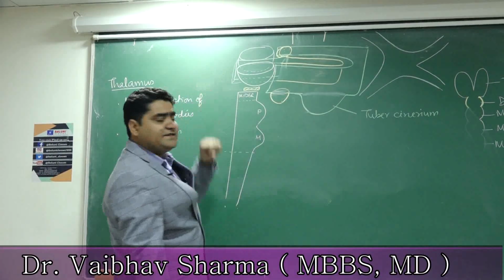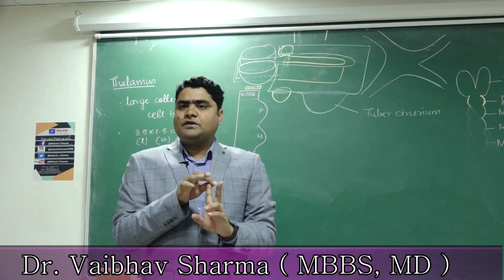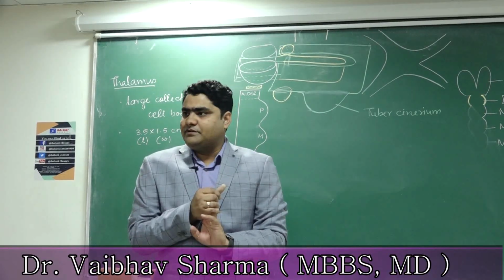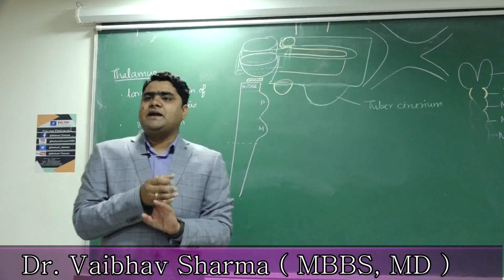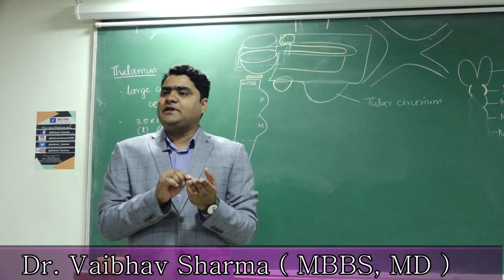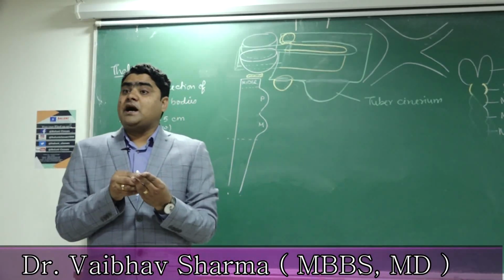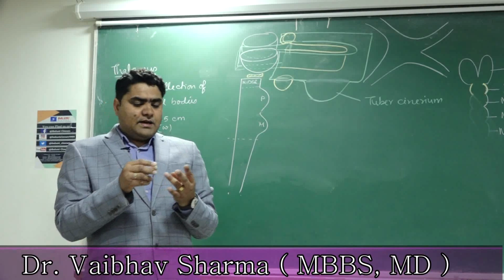See, diencephalon has 5 parts: epithalamus, thalamus, metathalamus. These 3 are combinedly called as pars dorsalis. Then subthalamus and hypothalamus, these 2 are called as pars ventralis.